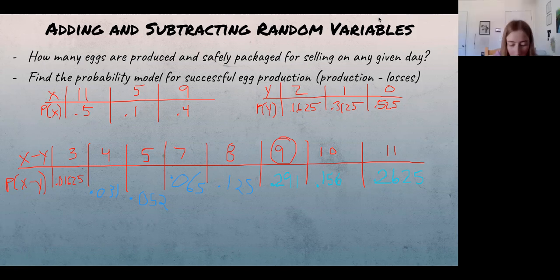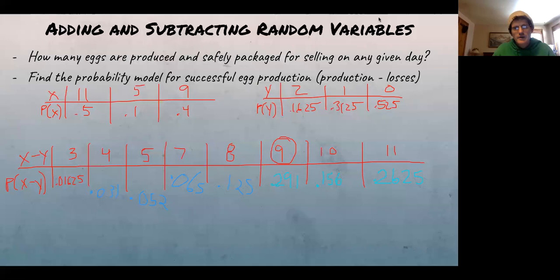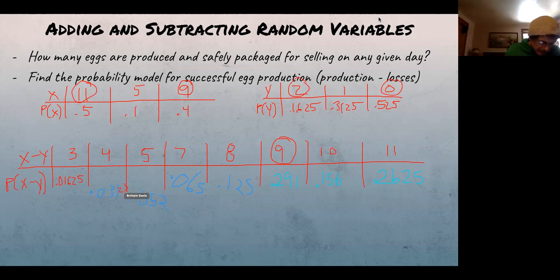Because there's 2 ways you can get 9. Very good. There are 2 ways. We could have 9 produced with no breakage, or we could have 11 produced with 2 eggs broken. So this is actually a combination of 2 probabilities added together, and that is the answer I got. The one thing I'm going to do, just in case you guys didn't get these calculated yourself, I'm just going to add in the precision here.